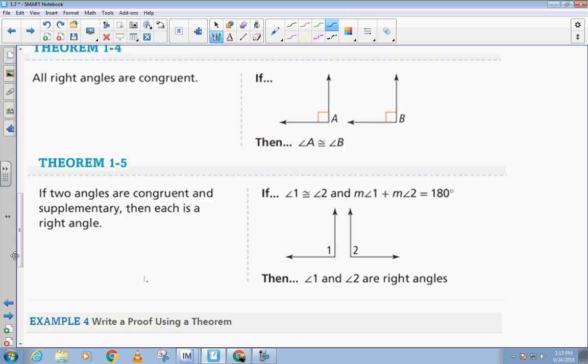Okay, so let's think about that. What does it mean to be congruent, the same, and supplementary, equals 180? So if you have two angles that are the same, and they add together to equal 180, what's your only choice? 90. And if they're 90, they are right. Yes? Okay.